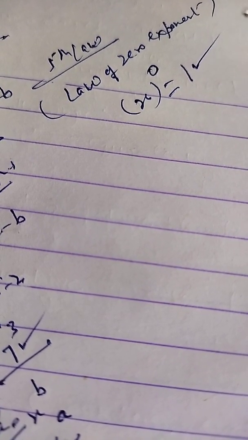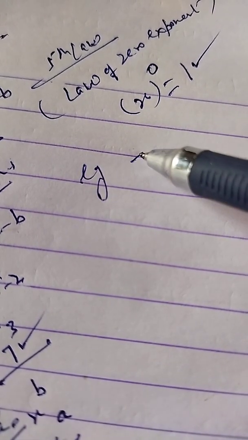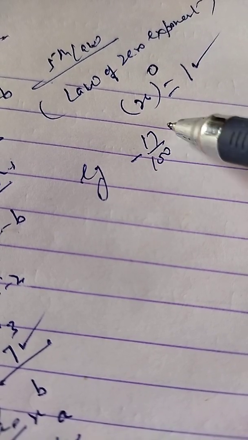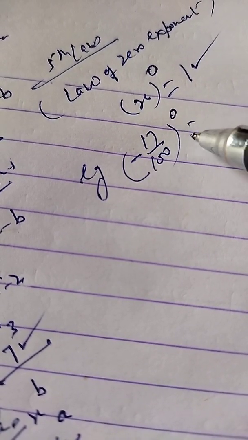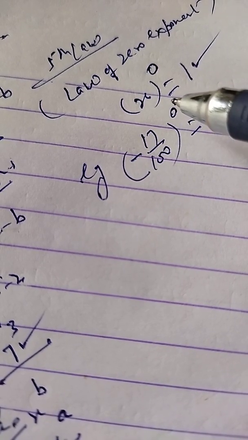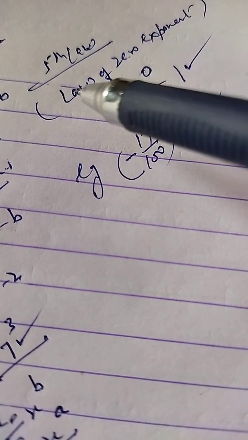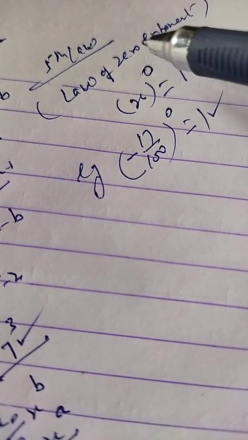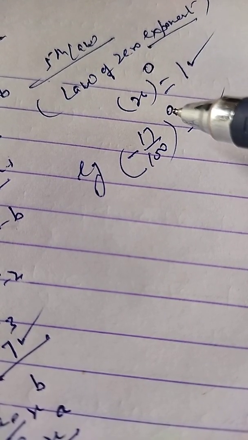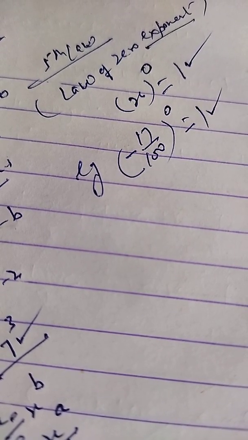If to any of the base, suppose for example I am saying this is minus 17 upon 100 and power is 0. So I have to focus my attention upon the power. Once you are finding the power is 0, blindly you can write that is equal to 1. Law of zero exponent, as it is mentioned, exponent is the power. So you have to focus your attention here. So then this becomes always equal to 1.